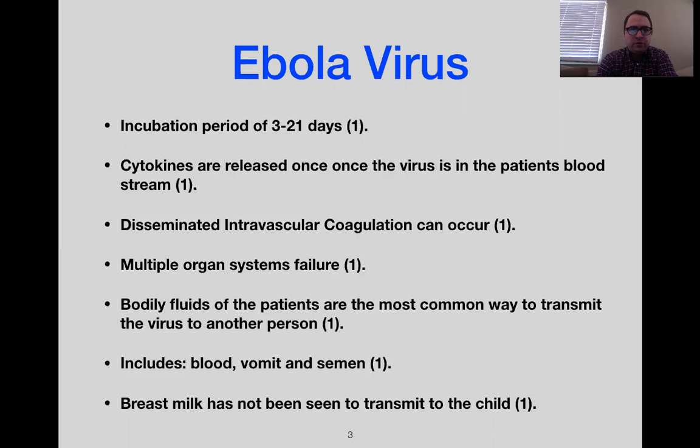So the incubation period for Ebola is roughly 3 to 21 days. Cytokines are released once the virus is in the patient's bloodstream. Disseminated intravascular coagulation can occur, and multiple organ system failures can occur as well. Bodily fluids of the patient are the most common way to transmit the virus to another person, and this includes blood, vomit, and semen. Breast milk has not been seen to transmit to the child.